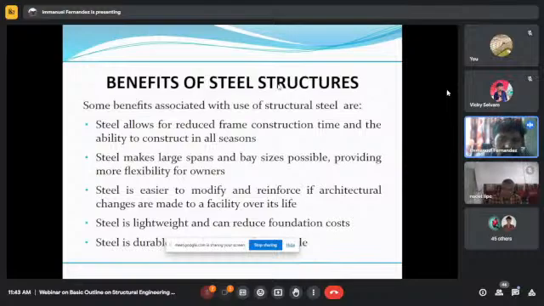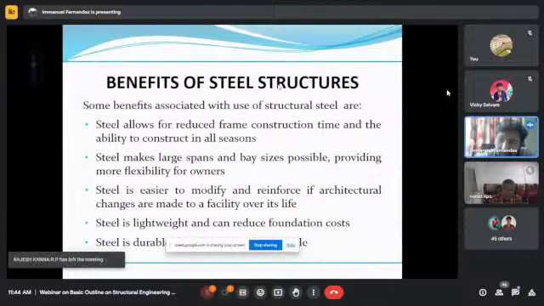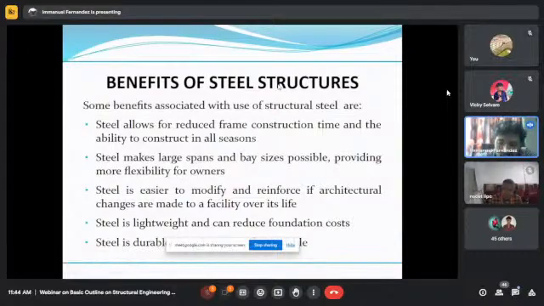So this kind of speed can be achieved only with steel structures. And steel makes large span and base size possible, providing more flexibility for the owners. And steel is easier to modify and reinforce if architectural changes are made. Like, say, if a plant is almost 30, 40 years old, the client wants to add some extra facility. Like now, BS6 is there. For BS6 petrol, we have made a lot of changes in the existing plants also. We have done the revamp. Revamp is nothing but modifying the existing plant.